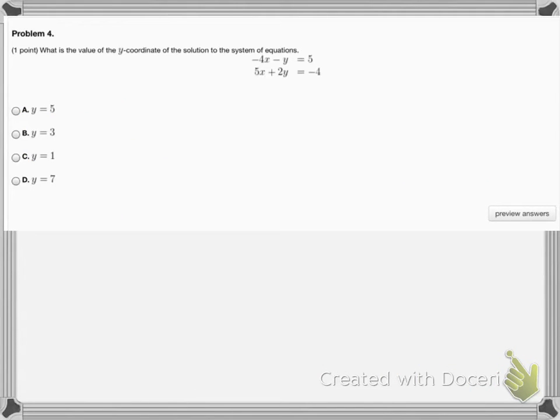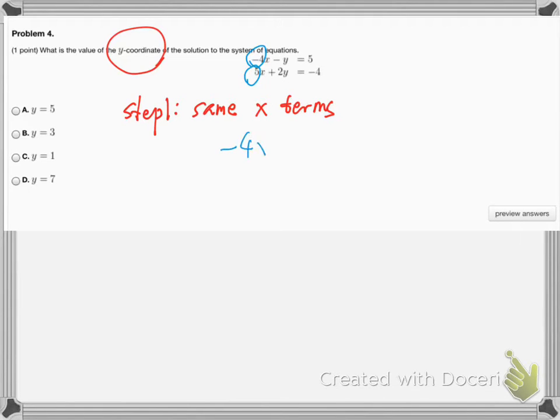So this is the system of linear equations question. Here we want to solve for the y coordinate. So what's step one? Step one, we need the same x terms in these two equations. How can you get the same terms? Here the number is -4, there the number is 5. We use reverse multiplication.